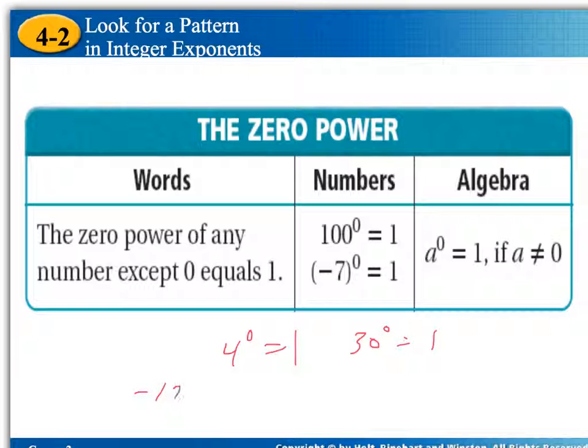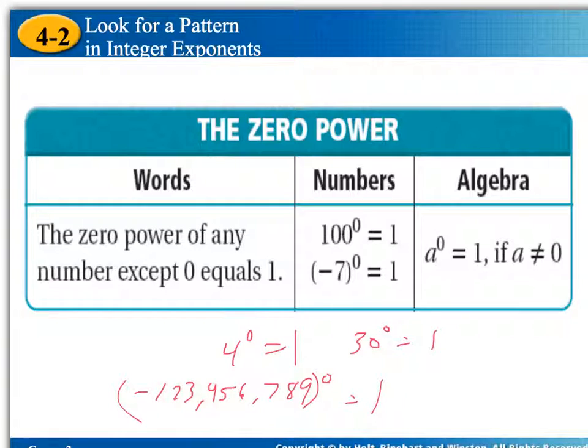Negative 123,456,789 to the 0 power is 1. Okay? All right? So remember that. Any number to the 0 power except for 0 is 1.